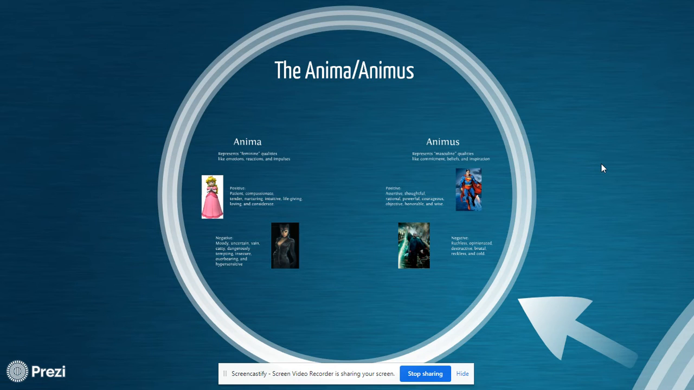Before I get started with this, if you can see really quickly, it says anima represents female qualities and animus represents masculine qualities. This is based on Carl Jung's theory of anima and animus, where anima is really the female qualities that are less represented in males, and animus is the masculine qualities that are less represented in females. This is his way of making both male and female characters a lot more well-rounded, instead of just focusing on certain character tropes or stereotypes that we usually see.